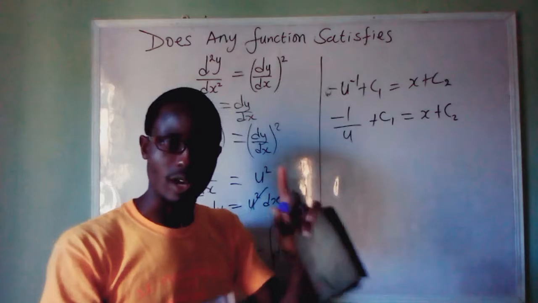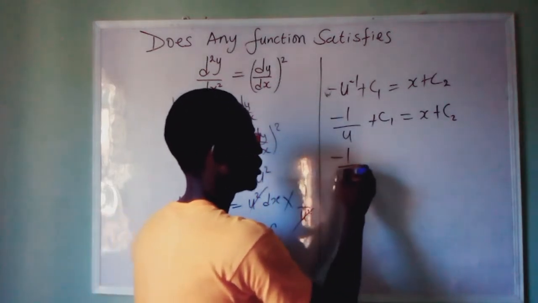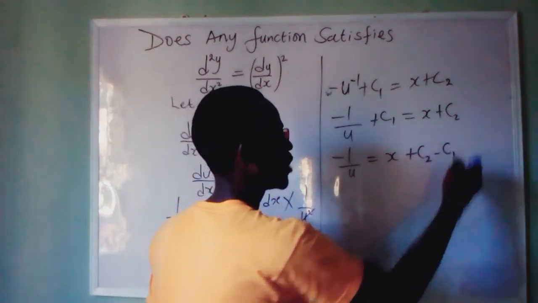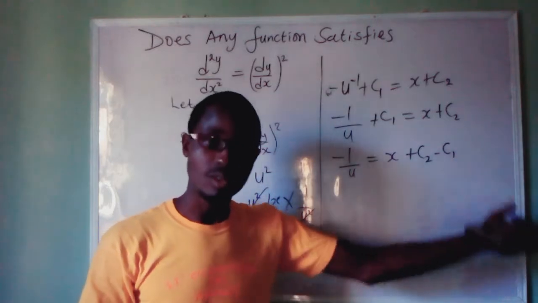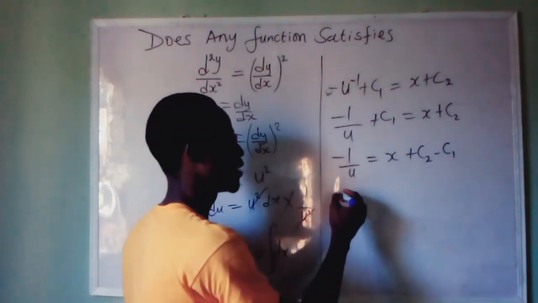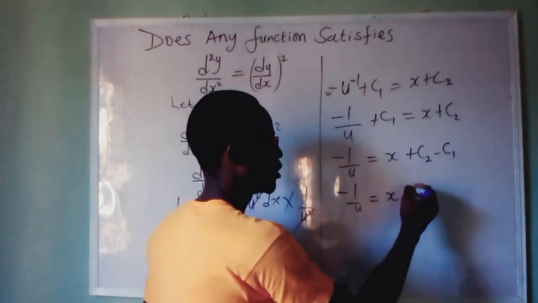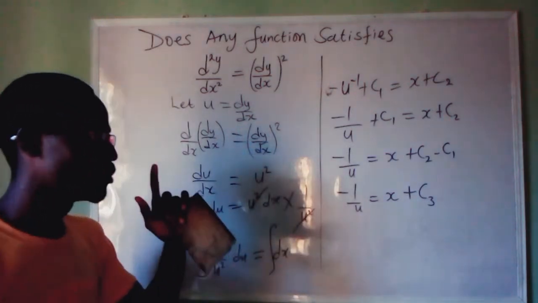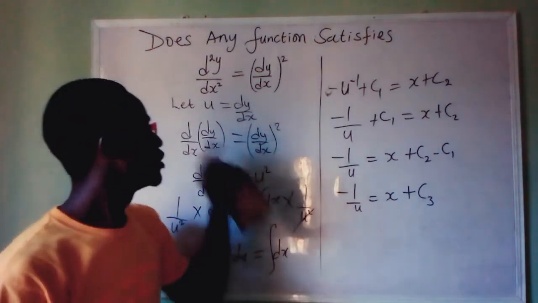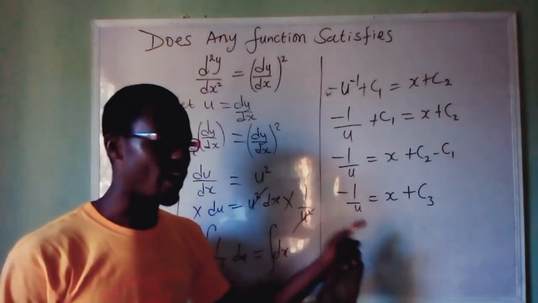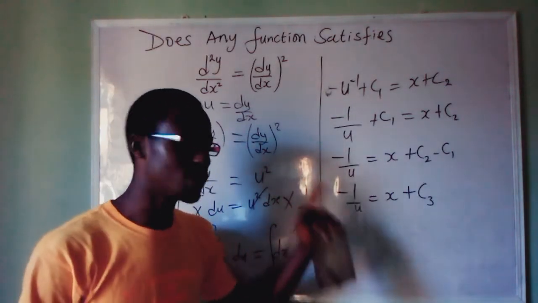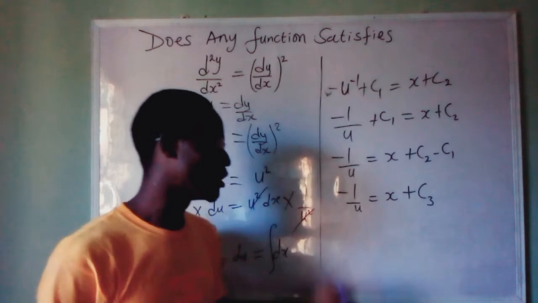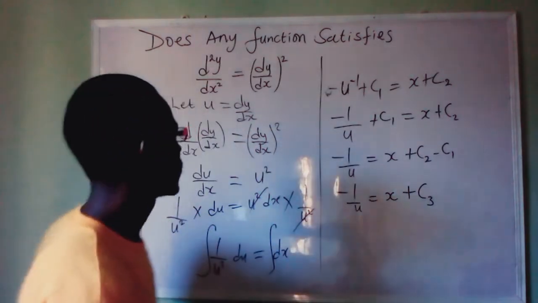Bringing the constants together to have just one, I'm going to have negative inverse of u equals x plus c2 minus c1. Actually, you know that constant minus constant also leads to a constant, so I can have minus 1 over u equals x plus c3. So that is the first step. Then we are yet to find the equation. Don't forget u is dy/dx, which means we still have a derivative in this function. So we still have to integrate one more time to get rid of the differential coefficient and get our function.